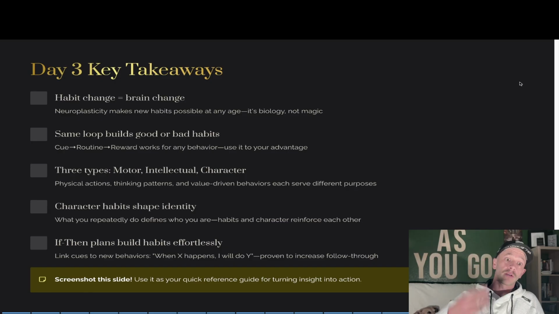There are three types of behaviors: motor, intellectual, or character. Physical actions, thinking patterns, and value-driven behaviors each serve different purposes. Character habits shape identity. What you repeatedly do defines who you are. Habits and character reinforce each other. The if-then plans build habits effortlessly. Link cues to new behaviors. When X happens, I will do blank. Proven to increase follow-through. Again, take a picture of this slide so you have it readily available.